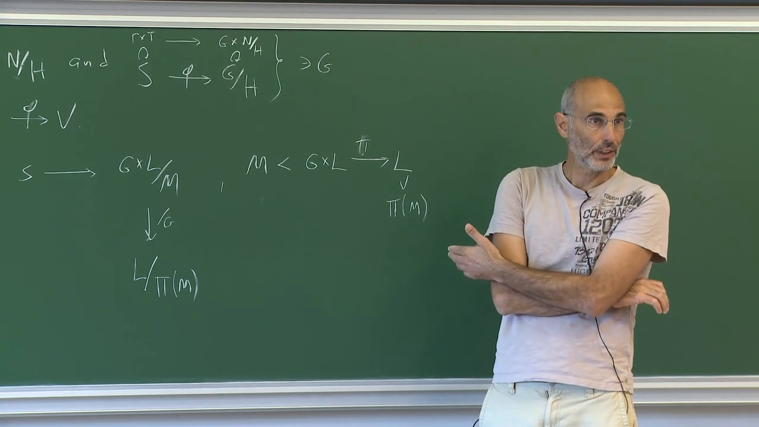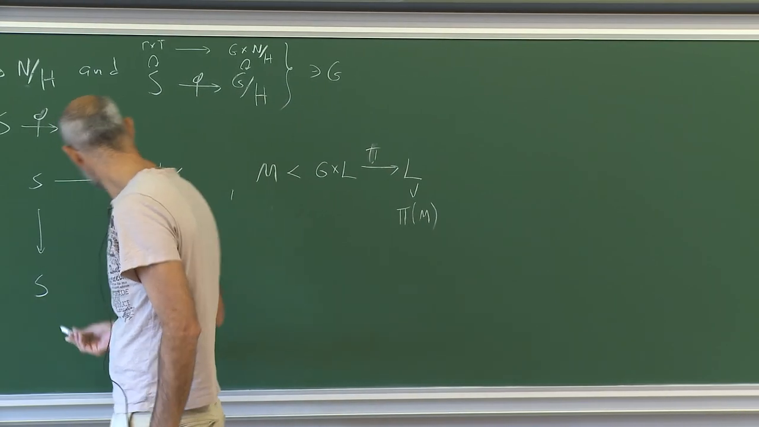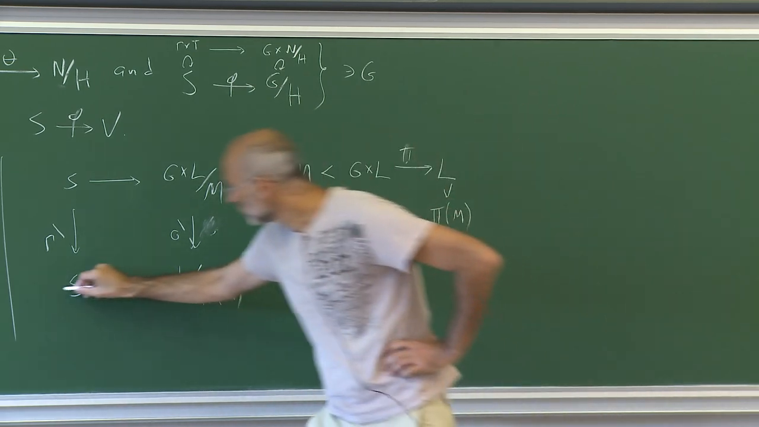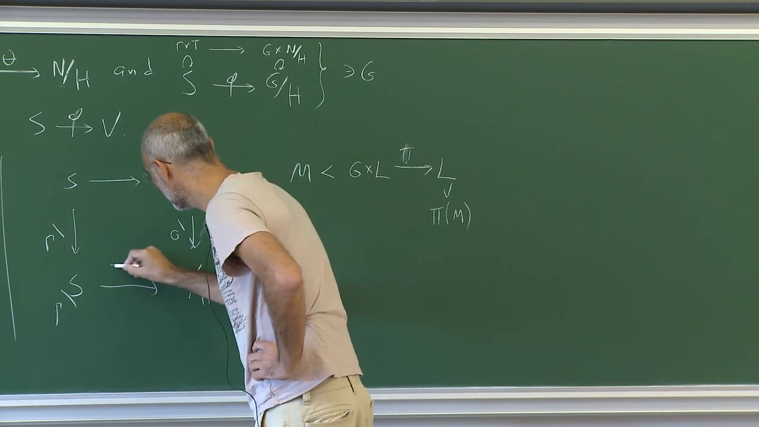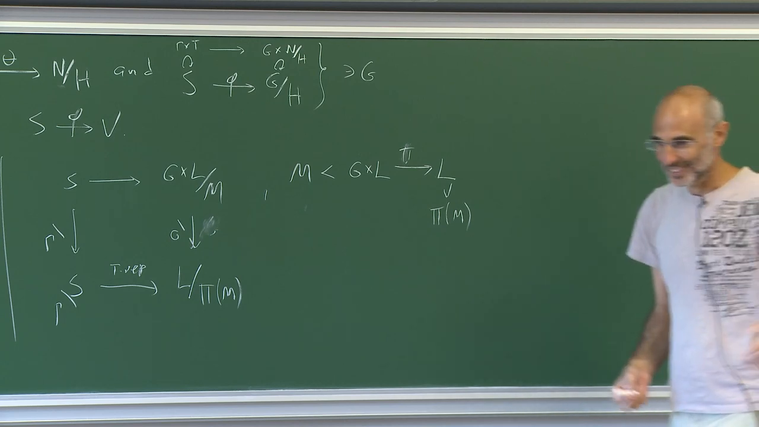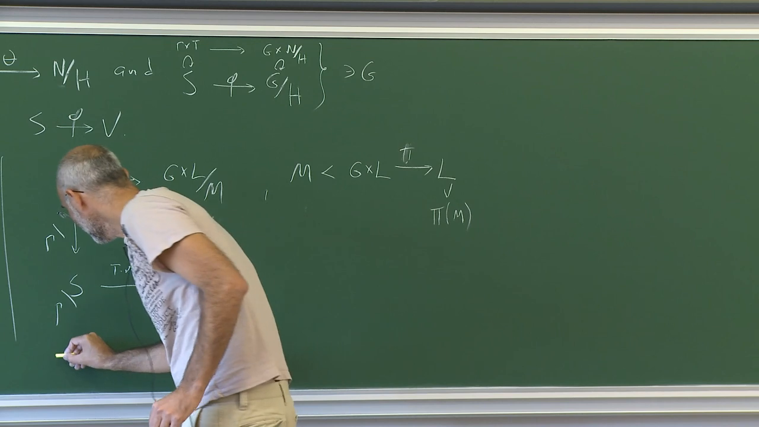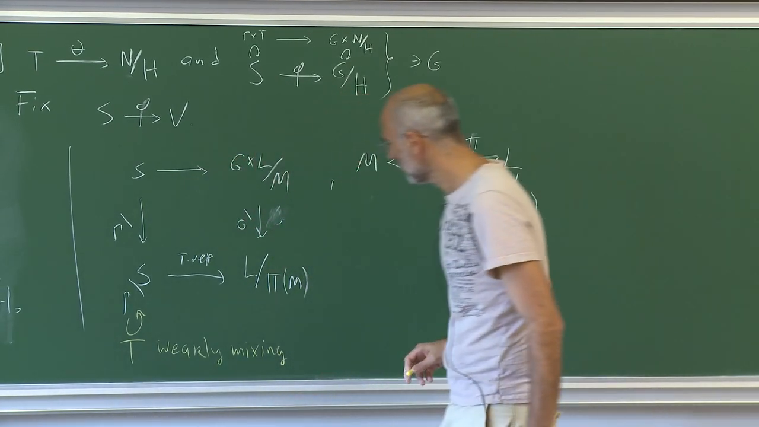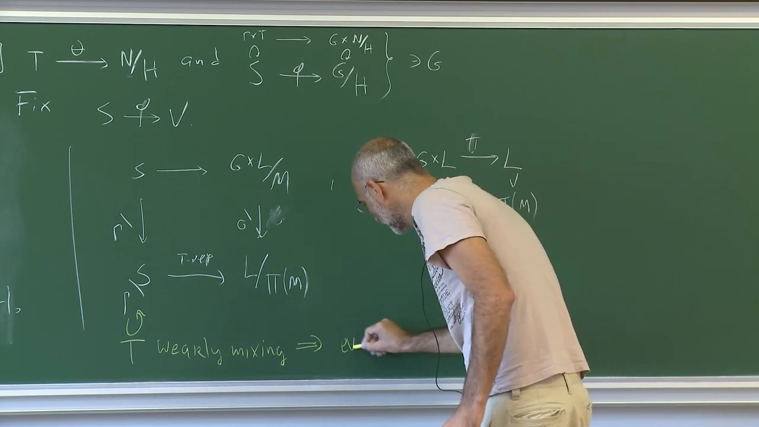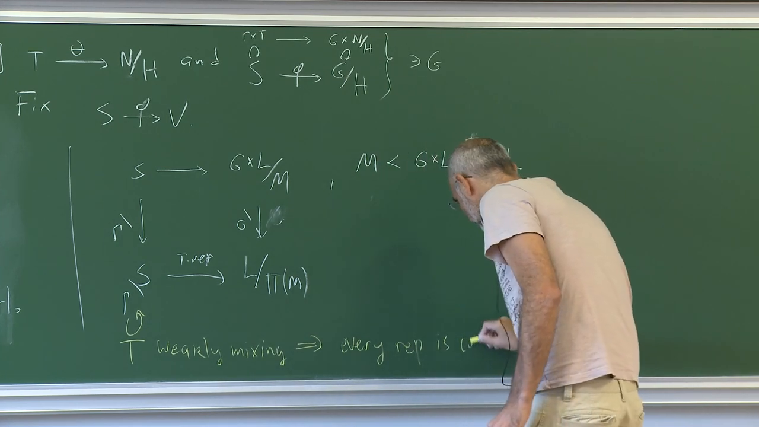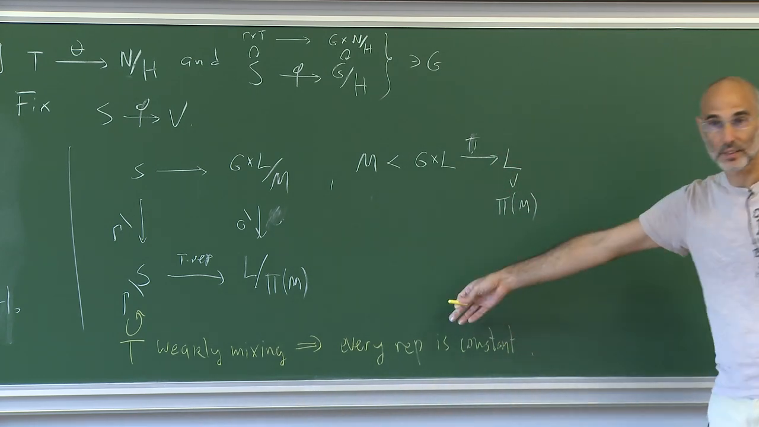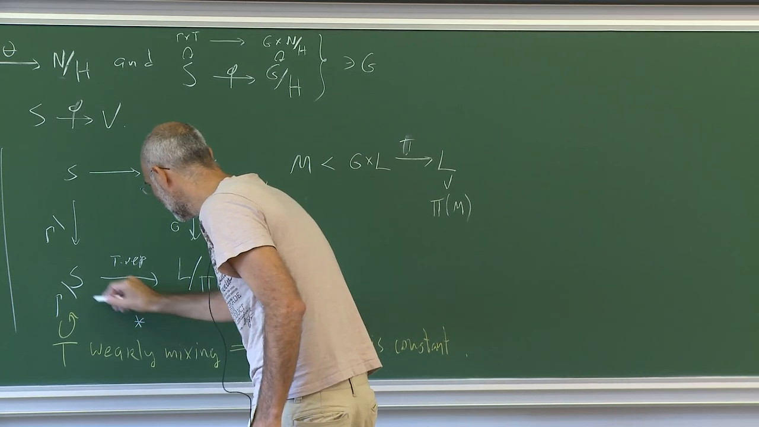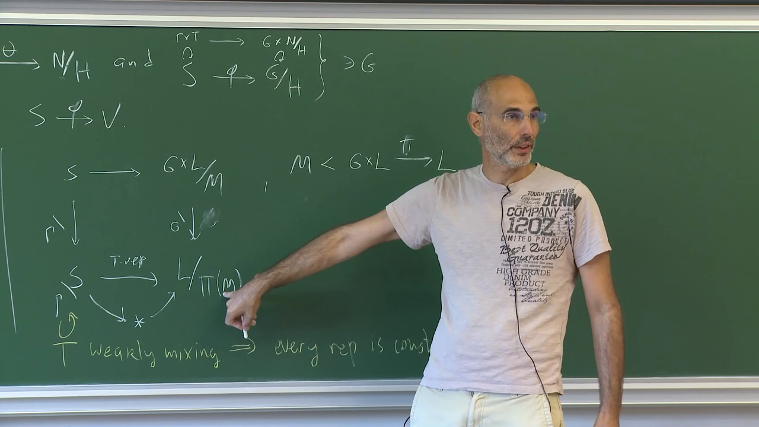But G was the reception of the gamma action. So this will factor from, maybe I should write it on the left just to be clear, this will factor from S mod gamma. And this will be a T-rep. You see it. Now T acts on here weakly mixing. And weakly mixing implies every rep is constant. I was emphasizing it very much in the past. So this means that the image is just a point in here, a T invariant point.